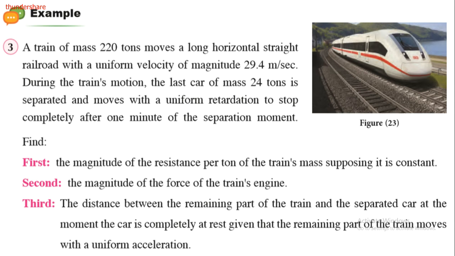The velocity was 29.4 meters per second. During the train's motion, the last car of mass 24 tons is separated and moves with a uniform retardation to stop completely after 1 minute of the separation moment. We need to imagine this situation. What will happen after a car is separated from the train? Do you think that the velocity of the train will be the same after separation?